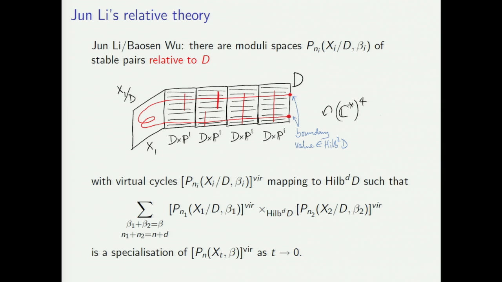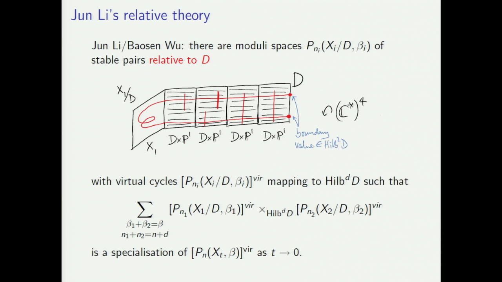Okay? So I'm going to concentrate not on Gromov-Witten theory, but on stable pair theory. So there, Li and Wu did this. So there are moduli spaces of relative stable pairs, relative to this divisor D. So here's my space x1 with a divisor D. And what I have to do is take curves in not only that, but that with any number of bubbles added. And each time I add a bubble, I add a whole C star of automorphisms, acting on that P1.